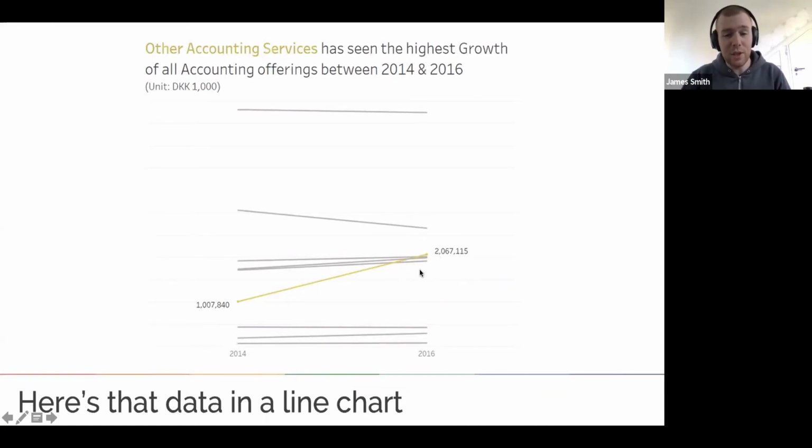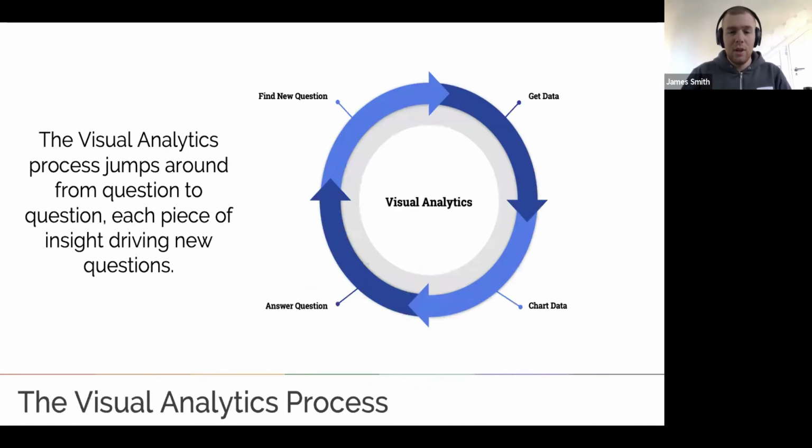So again, using visual analysis, we were able to pick that out much quicker than perhaps if we were having to scan down a table looking at each individual row. And in this case, maybe the insight or the takeaway is that the Danish government or the Danish Statistics Authority can make their other accounting services category a little less broad, and maybe have a few more categories in the future. So a couple of examples there.